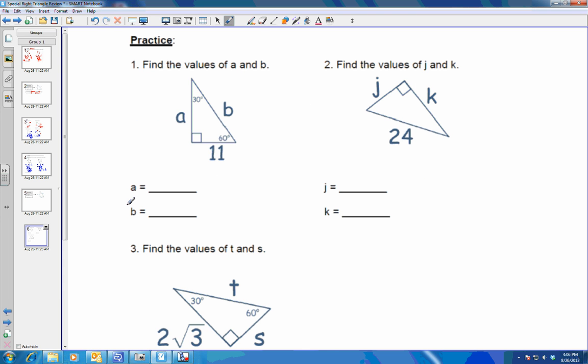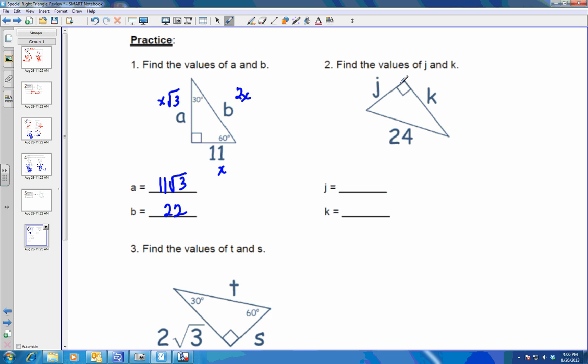So let's do some of these together. Find the values of A and B. What did they give us? I always like to label my sides. I always find the side opposite 30 degrees. So this side is x. That means this side is x square root of 3, and this side is 2x. So A would be x times square root of 3, and x is 11, so that's 11 square root of 3. B is always 2 times x, so that's going to be 22.